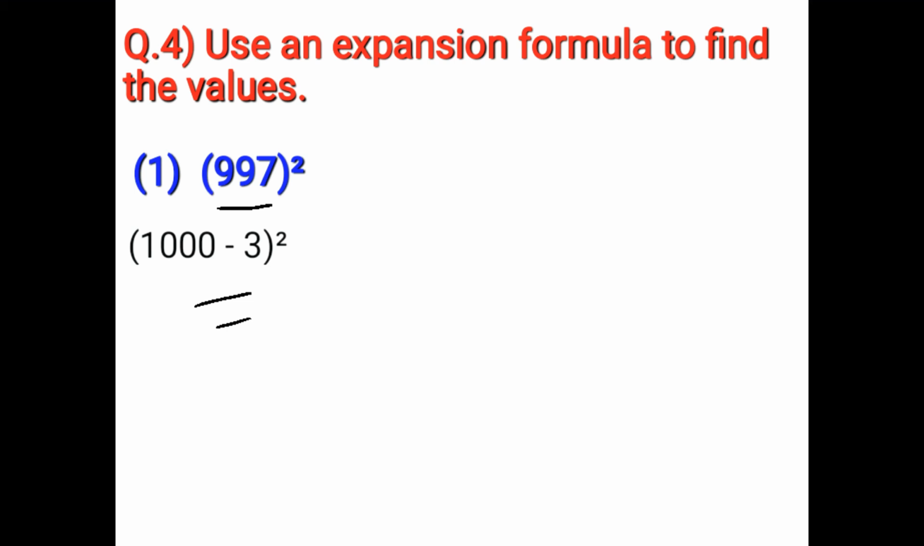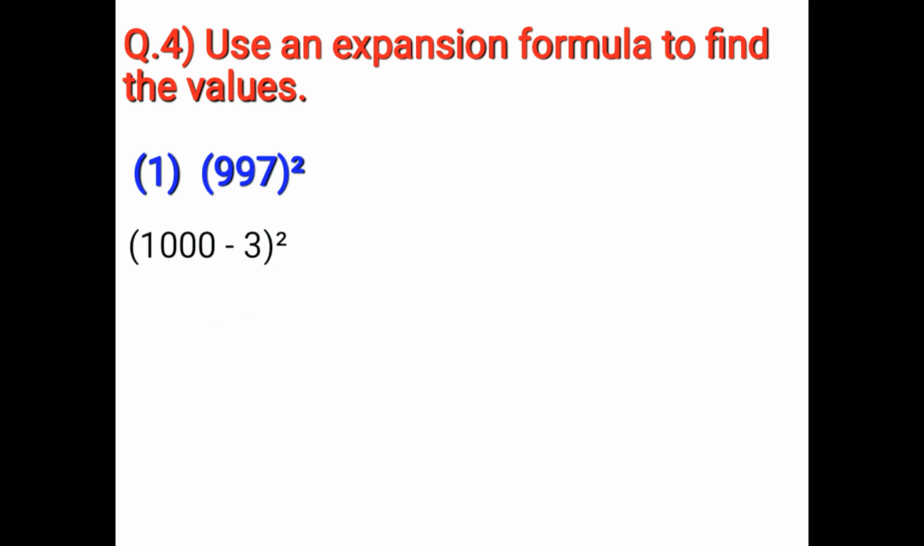0 in the unit place, after this number comes 1000. From 1000, how much difference is there to get 997? 1000 minus 3. There is a difference of 3. Count after 997: 998, 999, 1000. So there is a difference of 3. So (1000 minus 3) square. This is the subtraction expansion form.